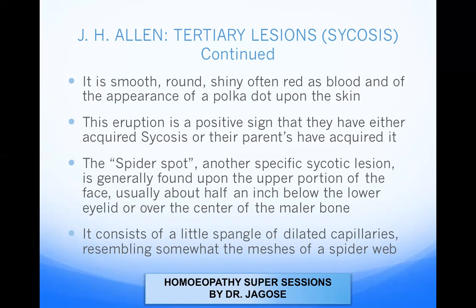Now he introduces us to another variety, that is the spider spot. The spider spot, another specific psychotic lesion, is generally found upon the upper portion of the face, usually about half an inch below the lower eyelid or over the center of the malar bone. It consists of a little sprangle of dilated capillaries resembling somewhat the meshes of a spider web. So the spider spot is seen apart from the verruca and the red mole. It is seen upon the upper portion of the face, about half an inch below the eyelid, and has dilated capillaries just like the meshes of a spider web.